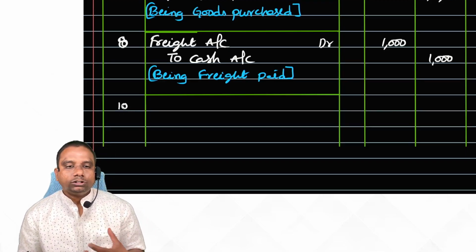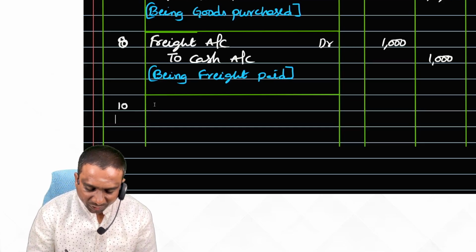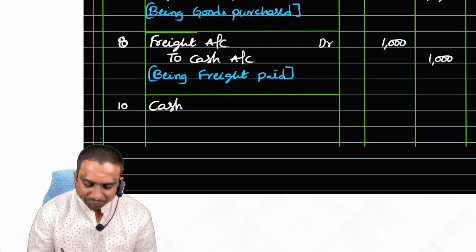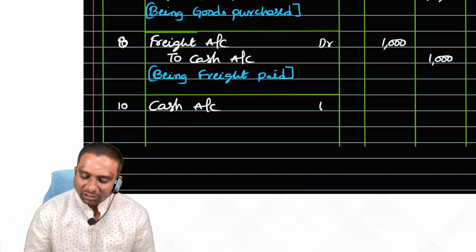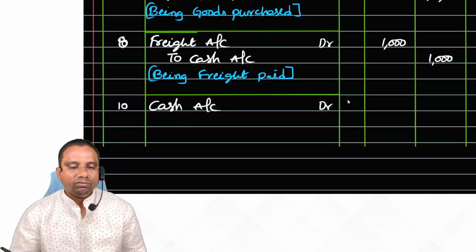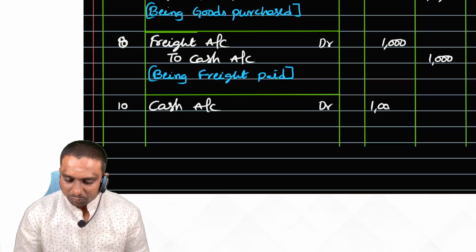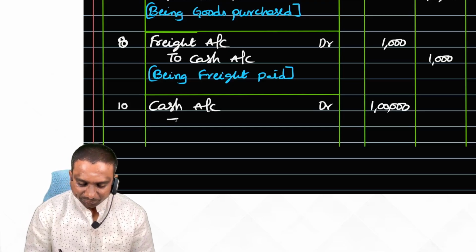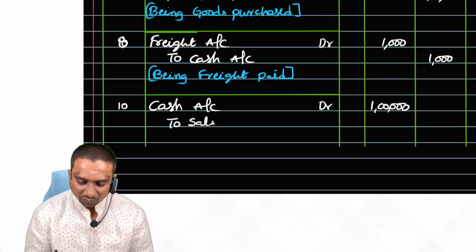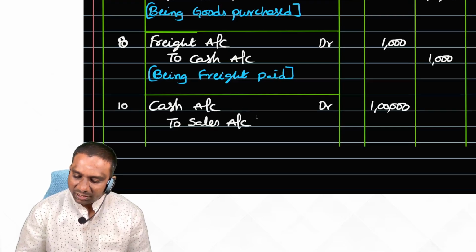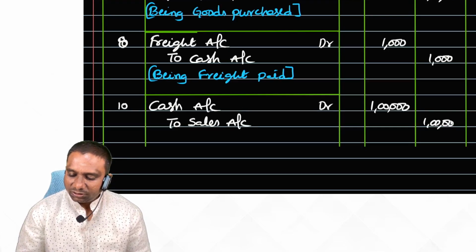Sold goods for 1 lakh cash. So the entry: cash account debit. Just see the analysis, because the analysis part we have already written, so you just observe. So cash account debit, to sales account.